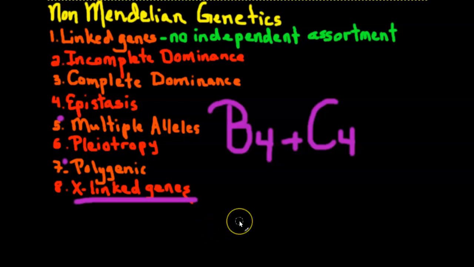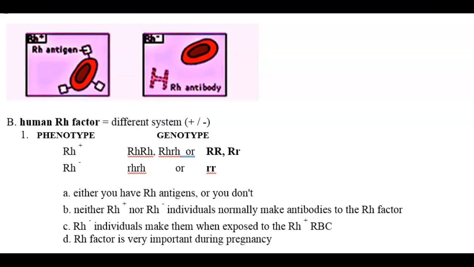Multiple alleles, A and B, but now we're going to go through the positive and the negative. The Rh positive and negative factor are inherited totally separately from the A and the B and the O blood types. So human Rh factor, positive or negative, again, it's a completely different system, not related. Phenotypes, we have positive and negative. The negative is recessive. So the negative can be masked by the positive.